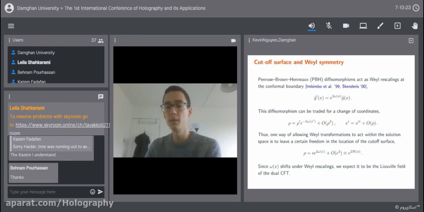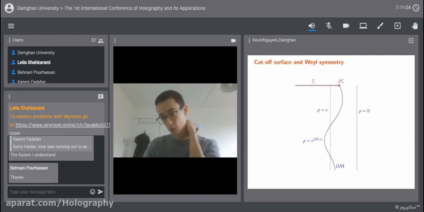And under Weyl scalings, this quantity omega will shift. So what we can expect from the discussion I had before with the Liouville field is that since this is the quantity that shifts under Weyl scalings in the bulk, we can expect it to end up being the Liouville field for the Polyakov action. And this will be essentially true.